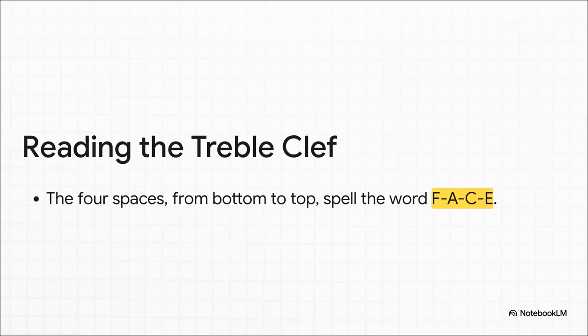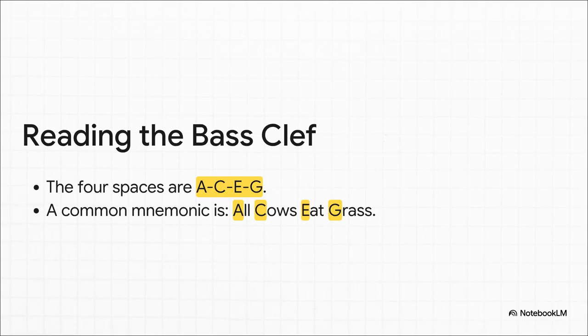All right, here's a great little trick for the treble clef. The 4 spaces, if you count from the bottom up, spell out a word you definitely know. F-A-C-E. Face. That's it. And the bass clef, it has its own easy-to-remember phrase. The spaces are A, C, E, G. And the classic way to remember that is all cows eat grass. So between those 2 little tricks, you can already identify any note that falls in a space on the staff.